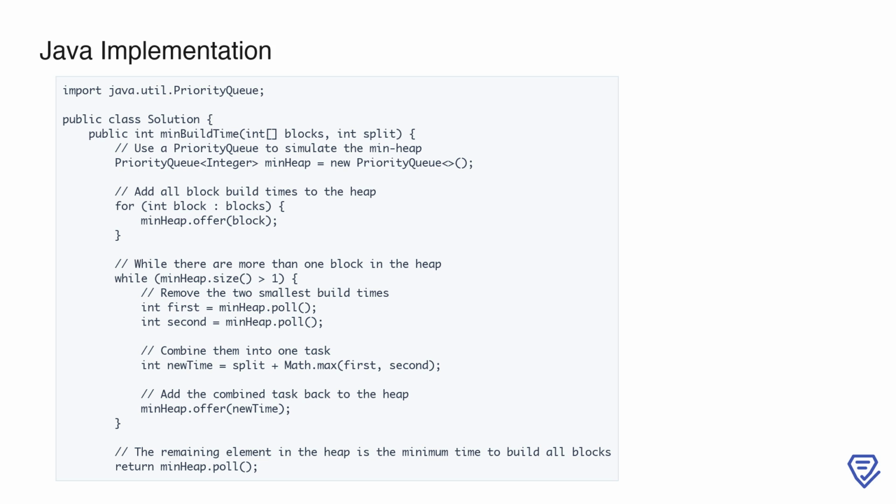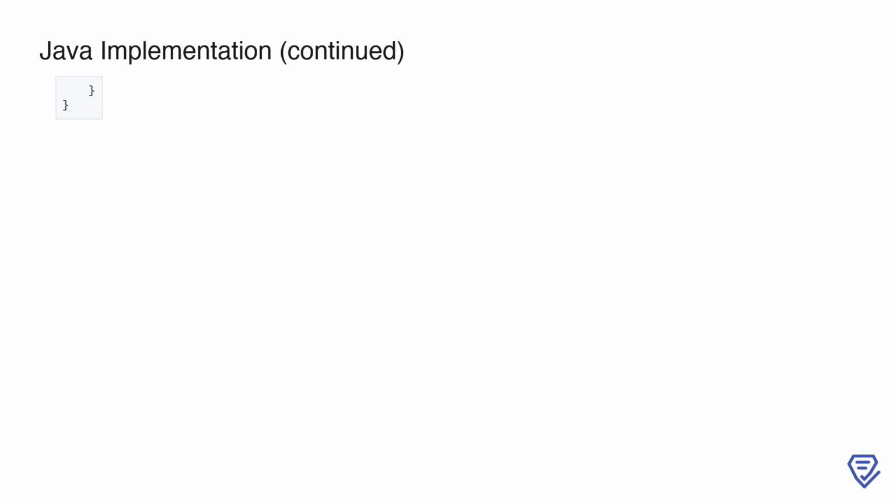This process continues until only one element remains in the heap. Finally, once the loop has completed, the last remaining element in the priority queue represents the minimum time required to build all the blocks. This value is returned as the result of the function. By leveraging the priority queue and its ability to efficiently manage and retrieve the smallest elements, this approach ensures that we minimize the overall build time while handling the constraints of splitting and combining tasks effectively.